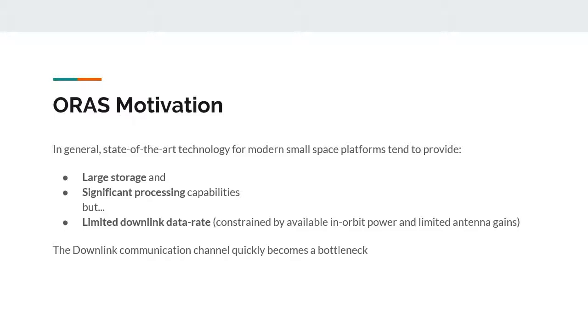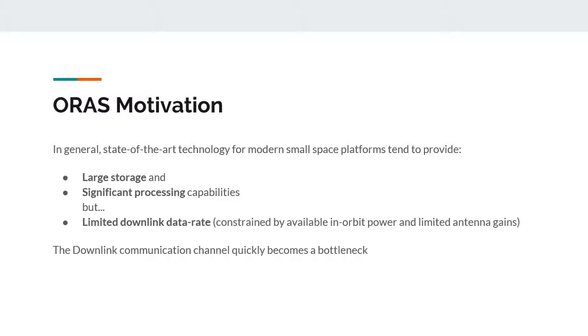So in general, the ORAS motivation is that the state-of-the-art technology for small spacecraft tends to provide the following features. We're talking about very large storage in terms of capacity and data storage volume. We are also talking about significant processing capabilities, with processors very similar to what we are seeing in most smartphones nowadays, which is also the same principle basically being put in orbit in the CubeSat missions.